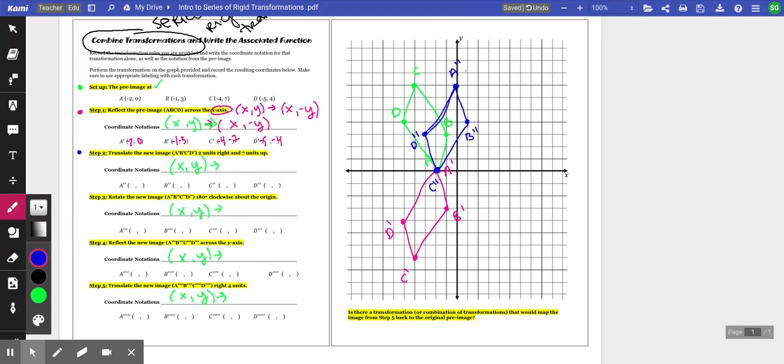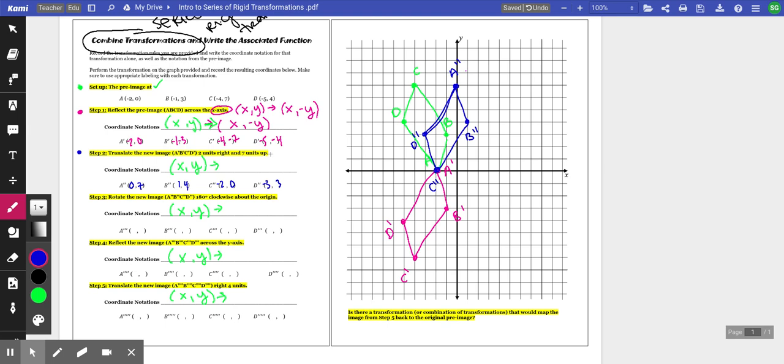Okay, so let's write our point. A double prime is now 0, 7. It went from -2, 0 to 0, 7, right? We're going to go back to that green one. That's why I wrote it in green. B double prime is 1, 4. C double prime is -2, 0. D double prime is -3, 3.